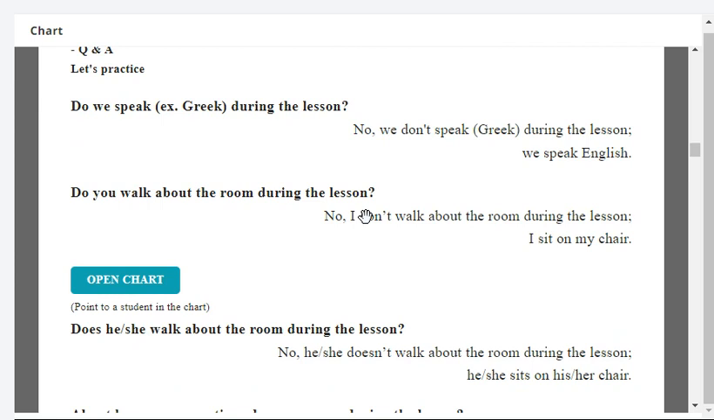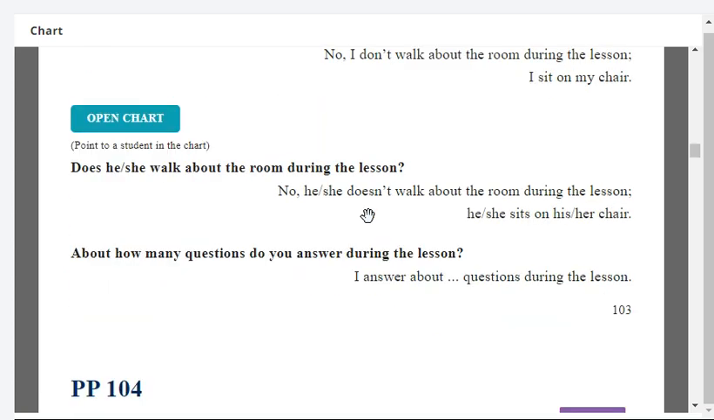No, I don't walk about the room during the lesson. I sit on my chair. Very good. Does she walk about the room during the lesson? No, she doesn't walk about the room during the lesson. She sits on her chair. Very good.